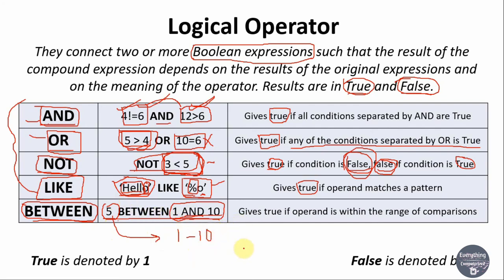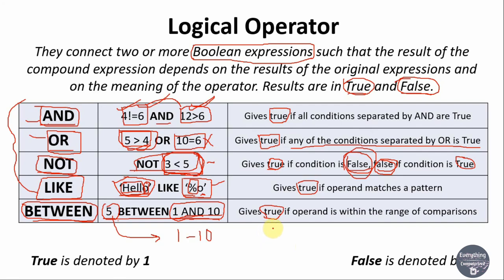So as 5 is exactly present between 1 and 10, this particular expression that is present on the screen will return a true value. So the between operator checks if an operand is within the range of the comparisons. And if it is, then it will return true, and otherwise it will return false.